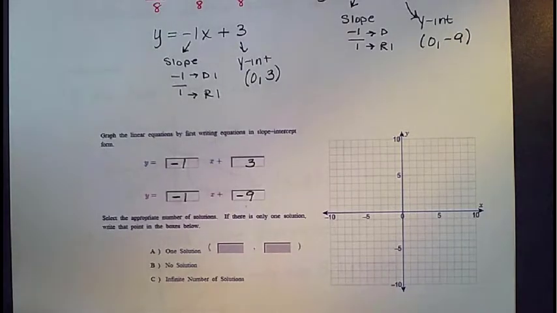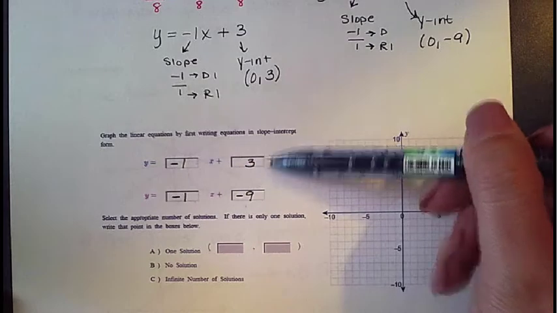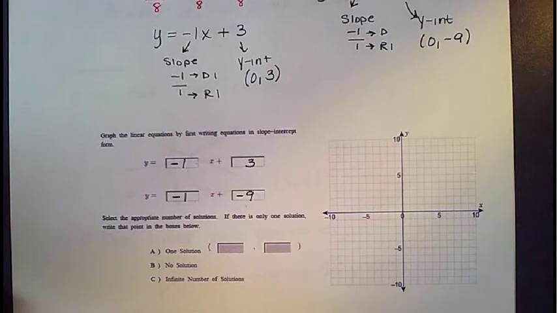Again, I want you to look at this and notice something. Here my slopes are actually the same value, but my starting points, or my y-intercepts, are going to be different values, and that's going to change up our graph a little bit. So let's see what that looks like when we graph those.